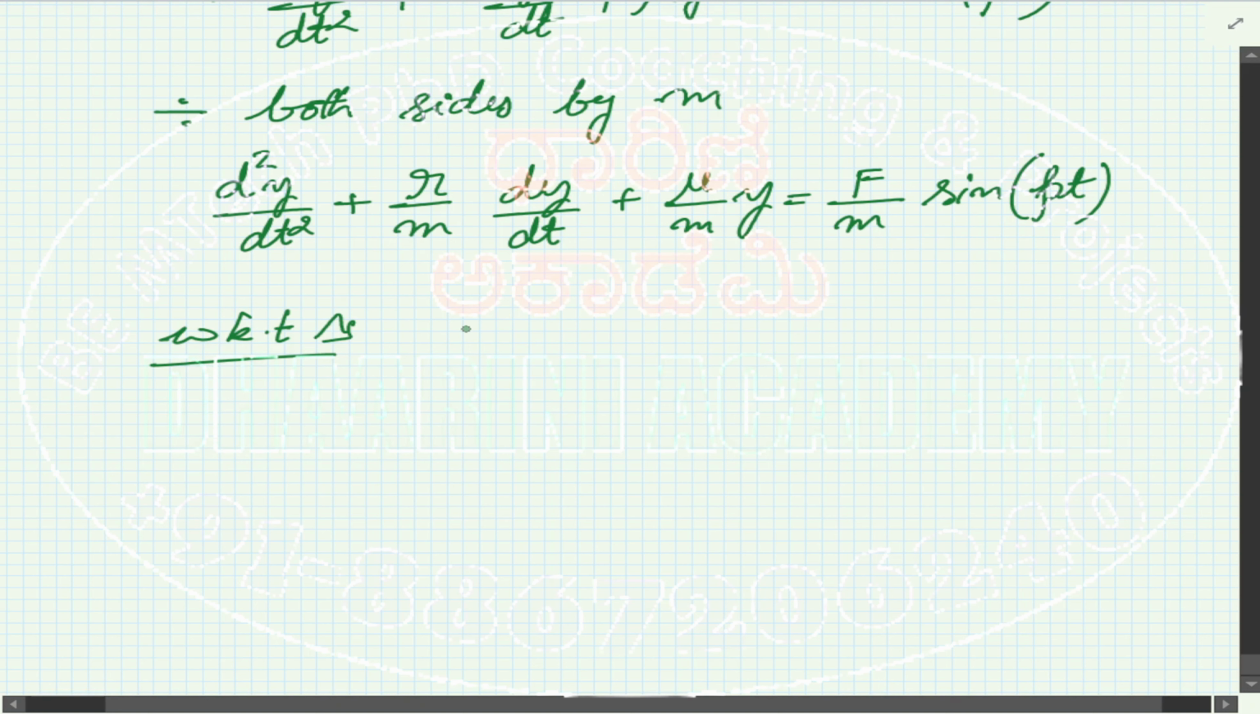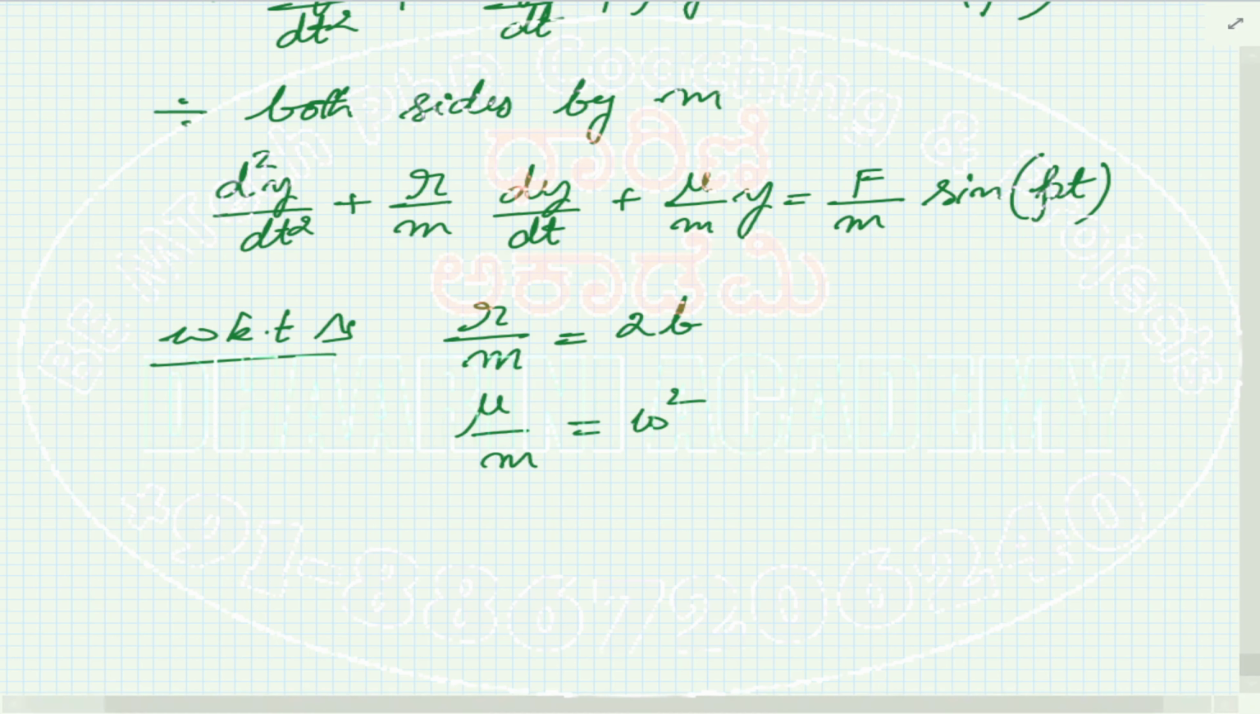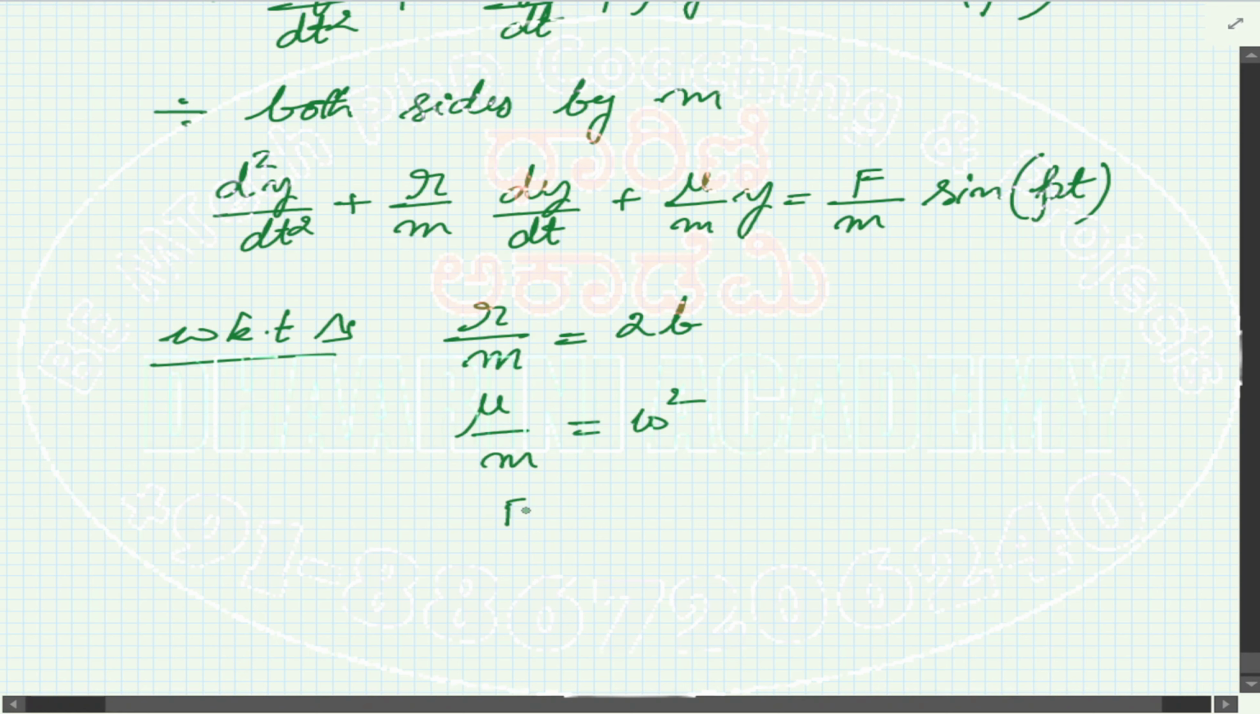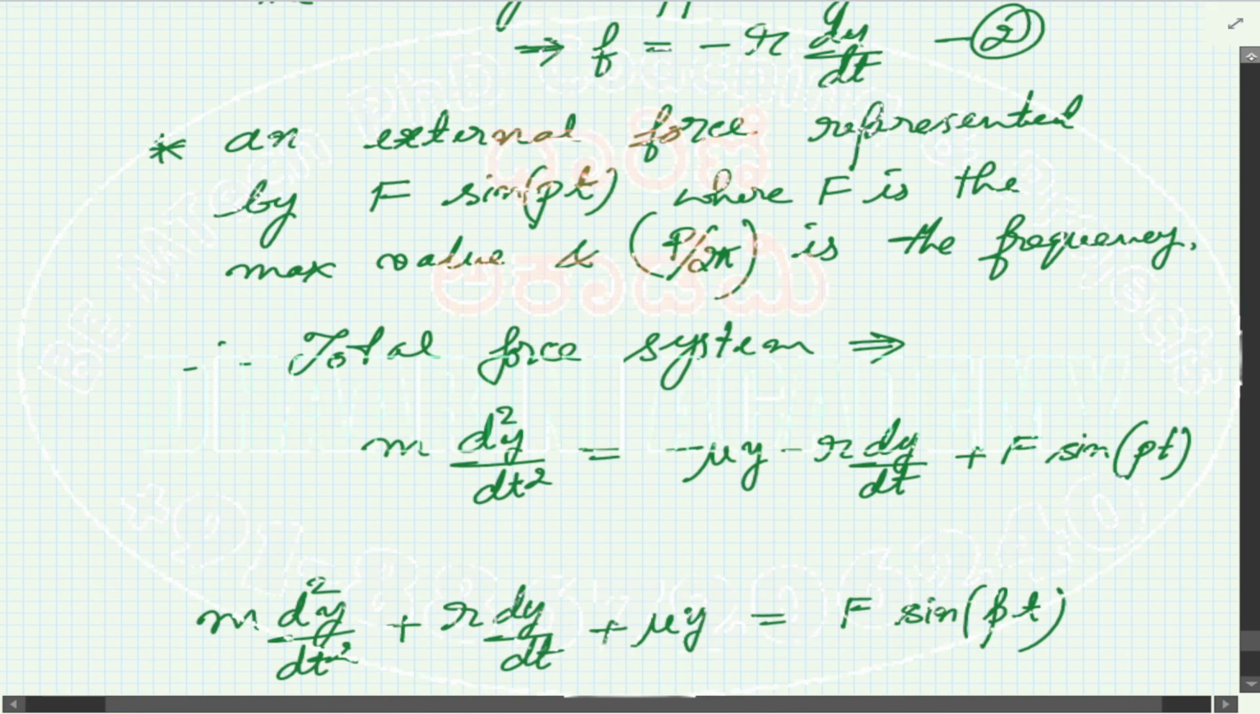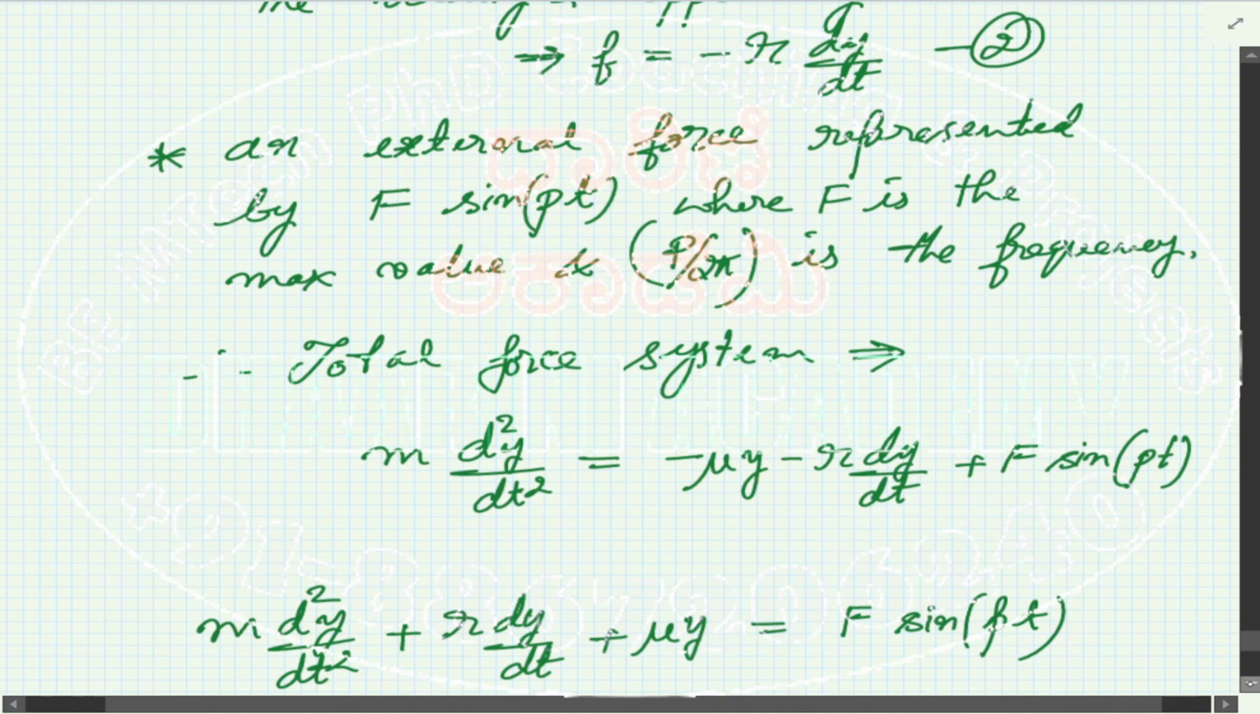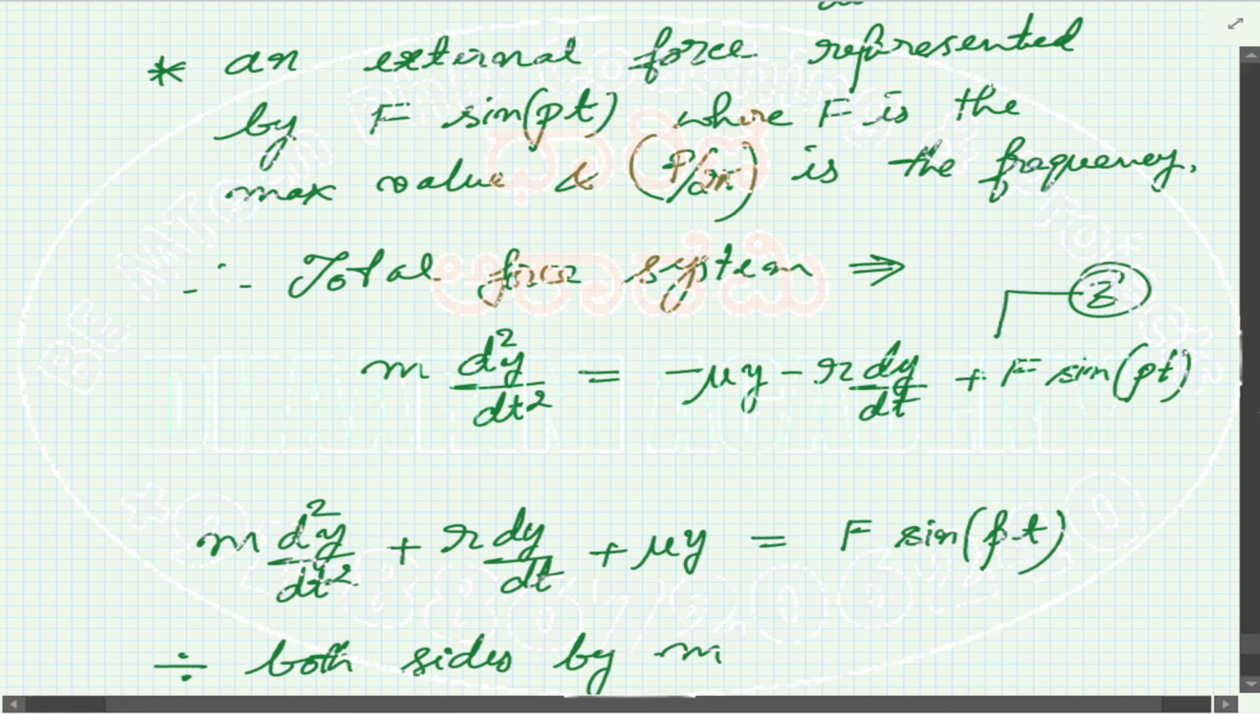We know that r by m is nothing but 2 times b. Okay, b is a damping coefficient, and mu by m can be replaced by omega square, and F by m, the force per unit mass, we call it the small letter f. So capital F by m is f. So let's call this by another equation number. I think we gave equation number 1 and 2, so this becomes equation number 3.